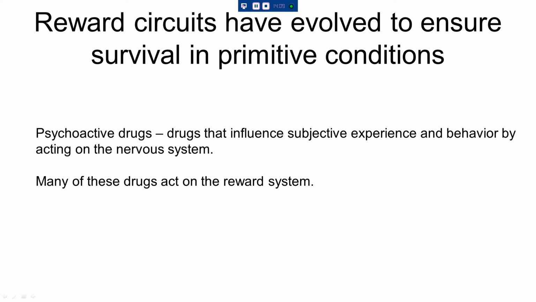Reward circuits, as we talked about last week, have evolved to ensure survival in primitive conditions. Whenever we do anything which is beneficial to our survival, we get a reward. Dopamine is released, and this makes us feel really good, and it makes us want to repeat the behaviour. This is important for survival because we get this release when we eat food, when we drink, when we have sex, when we protect our children, and it allows the species to carry on, basically. And the more advantageous the behaviour is, the bigger the reward you'll get.